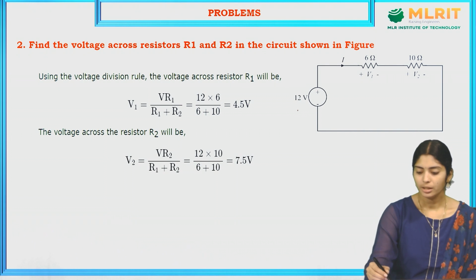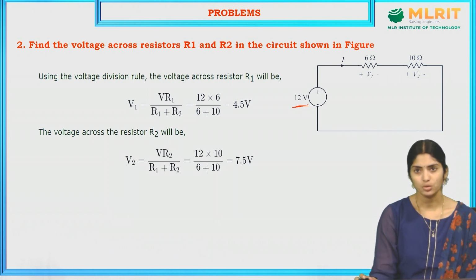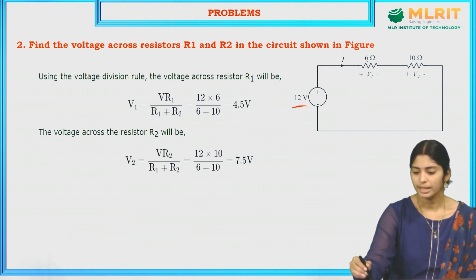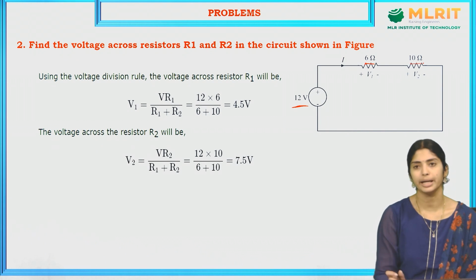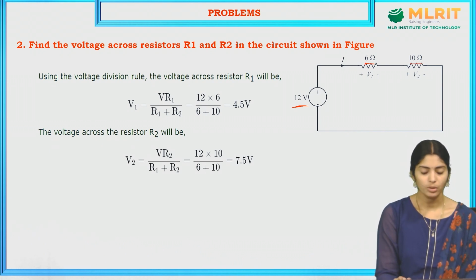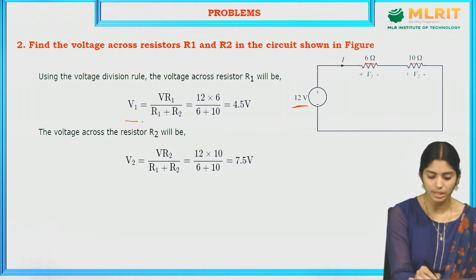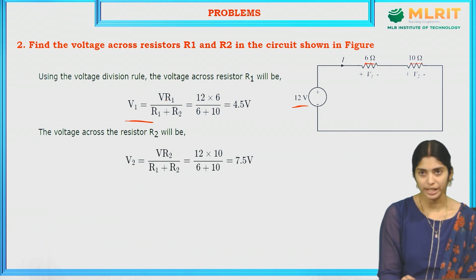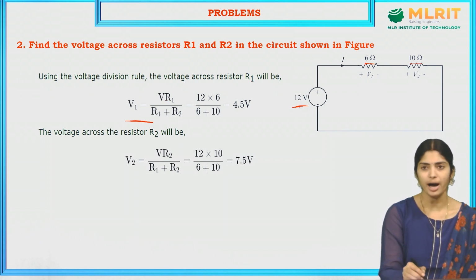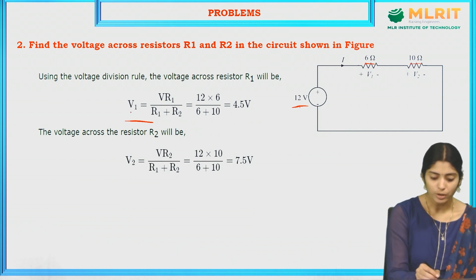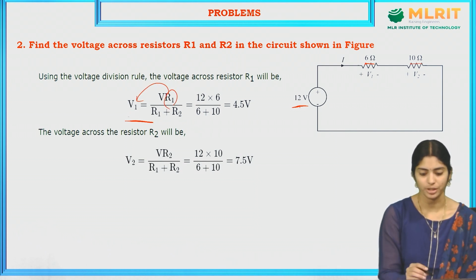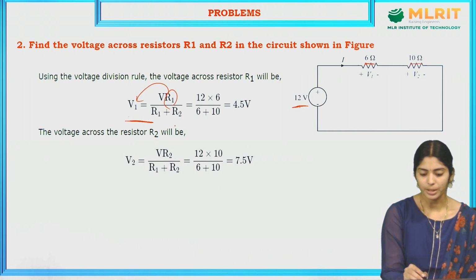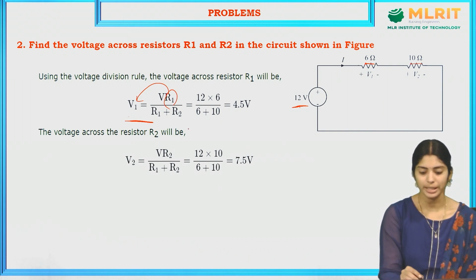Here they had given the voltage value as 12 volts. Here the resistance values are 6 ohm and 10 ohm. According to the voltage division rule, V1 is equal to total voltage. What is the total voltage they had given? 12, into R1 by R1 plus R2. Because across whichever resistor the voltage drop is present, we will consider that resistor. So V into R1 by R1 plus R2. 12 into 6 by 6 plus 10, that is 4.5 volts.